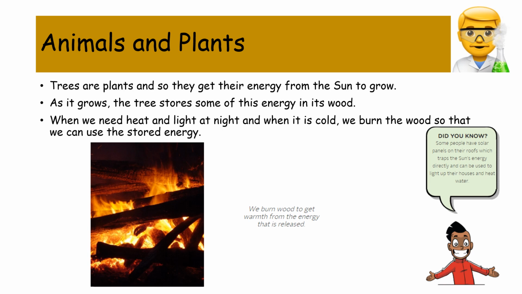Animals and plants. Trees are plants and so they get the energy from the sun to grow. As it grows, the tree stores some of this energy in its wood. When we need heat and light at night, and when it is cold, we burn the wood so that we can use the stored energy. We burn wood to get warmth from the energy that it released.